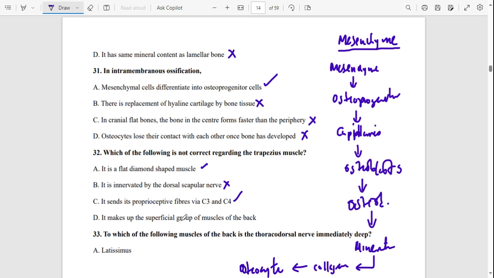It makes up the superficial group of muscles of the back. This is also true. One of the superficial back muscles is the trapezius muscle. So the answer is this one. That's the one which is not correct.